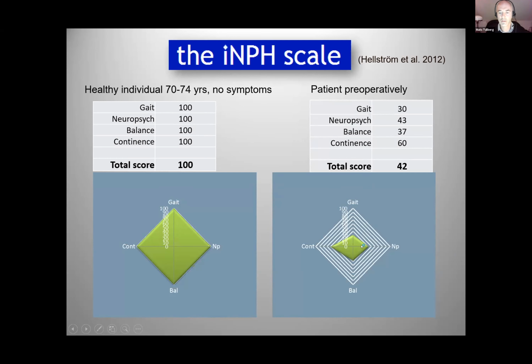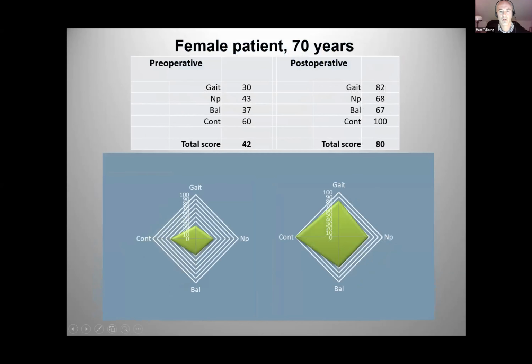It's easy to see the different parts of the symptoms. You can also compare a patient. This is the same patient preoperatively improving from 42 to a total score of 80 post-operatively. So it's a visual representation of the symptoms.